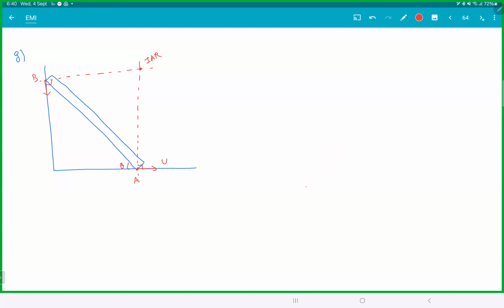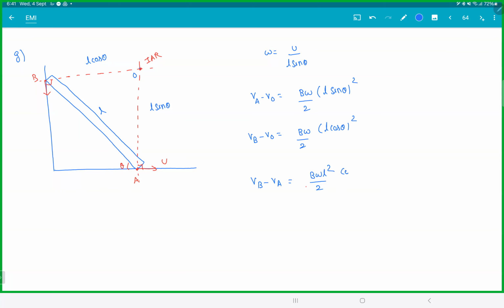So this is theta. This length is L, and so this length would be L sin theta, and this length will be L cos theta. And this point is O. Omega will be u by L sin theta. And then you can just treat OA as a rod. So VA minus VO would be B omega (L sin theta) square by 2. VB minus VO would be B omega by 2 (L cos theta) square. If you subtract them, VB minus VA, that will be cos square theta minus sin square theta, that will be B omega L square by 2 cos 2 theta.